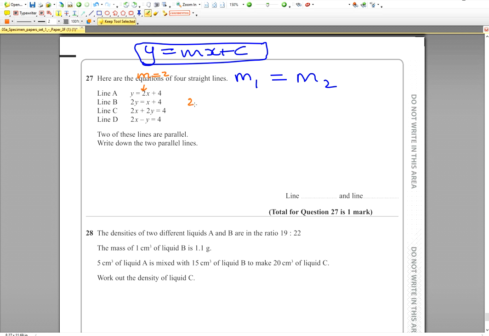So let's start with this one. 2y is equal to x plus 4. So we need to divide everything by 2 to get rid of the 2 from there. So we have y is equal to a half x plus 2. So what's the gradient for line B? It's a half. So the m value for line B is equal to a half. And how do we know that? Because it's over here.